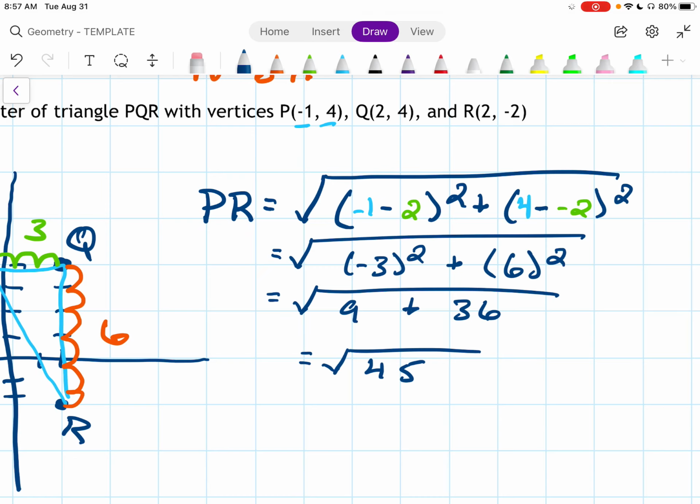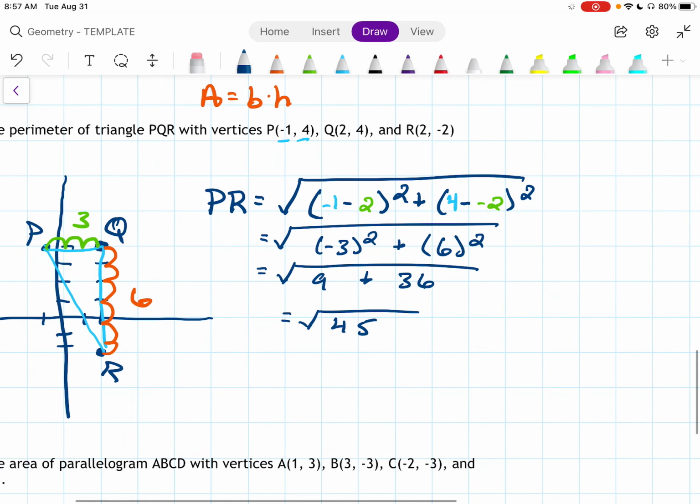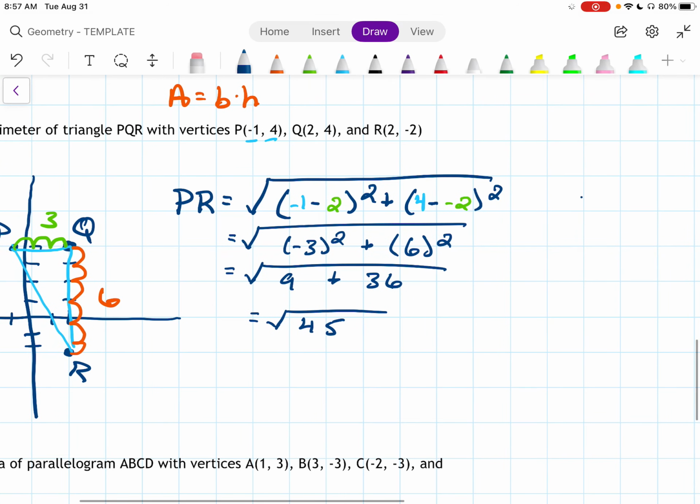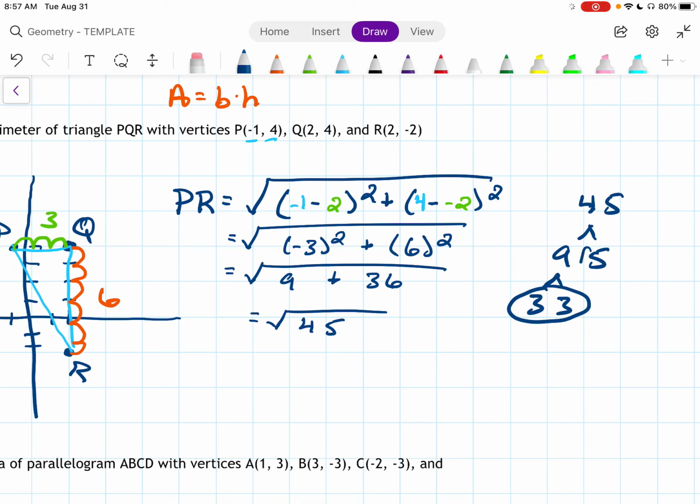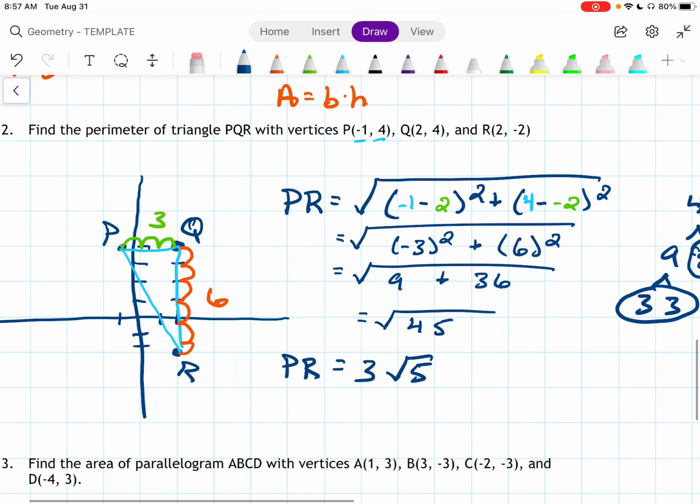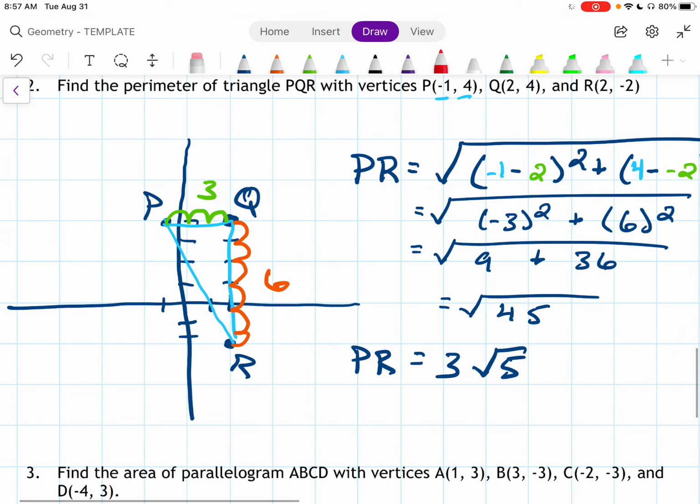45 does not have a nice square root, so I'm going to need to break it apart. It breaks apart into 9 and 5. 9 breaks apart into 3 and 3. So I have a pair of 3's and a single 5. The pair comes outside of the root, and the single stays underneath. So this side over here is 3 root 5.